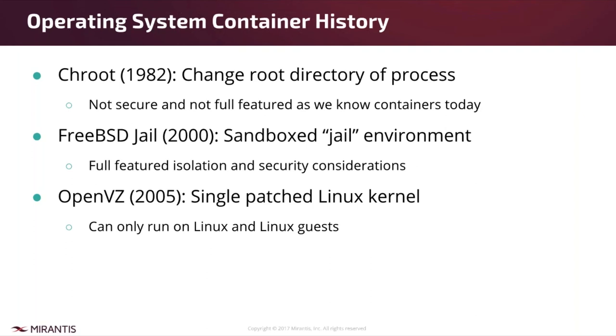So back in 1982, one of the first container-like features came from chroot. And chroot changes the root directory of a process. Basically, it allows a process to change its children's root directory, so this process can't access directories outside of the defined tree. And this was useful early on for testing and development, where risky code could be run without affecting production workloads.